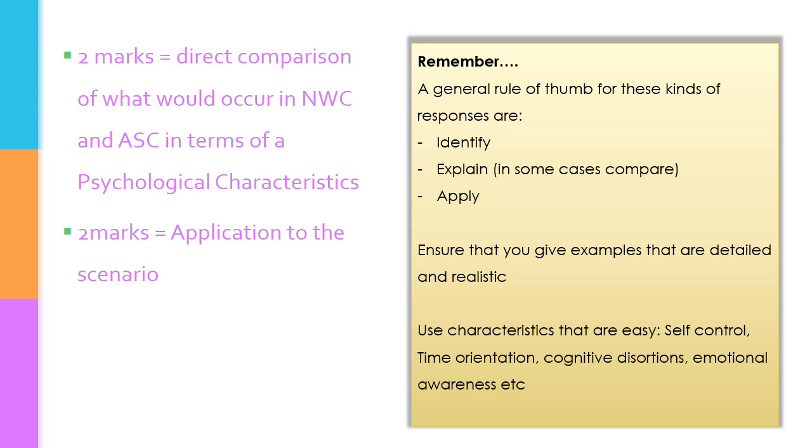So this is how you might structure your response. Time orientation. If Nicola was in an ASC, she might perceive time to be passing slower than if she was in an NWC. For example, she might put on the kettle to boil and think that it's been boiling for 3 seconds when it's been boiling for 10 minutes. So make sure you identify the characteristic, explain what's happening in terms of the characteristic. Don't just say more or less. Give me a proper direction and then give a good example.